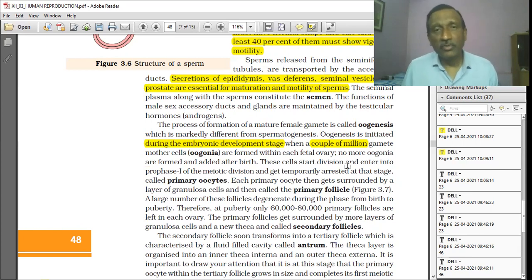So then the number of eggs produced is all the more decreased. So what I mean to say is the number of female gametes that are produced in total, in comparison, here how many are formed? There are a couple of million, that is 20 lakh gamete mother cells, that is oogonia.